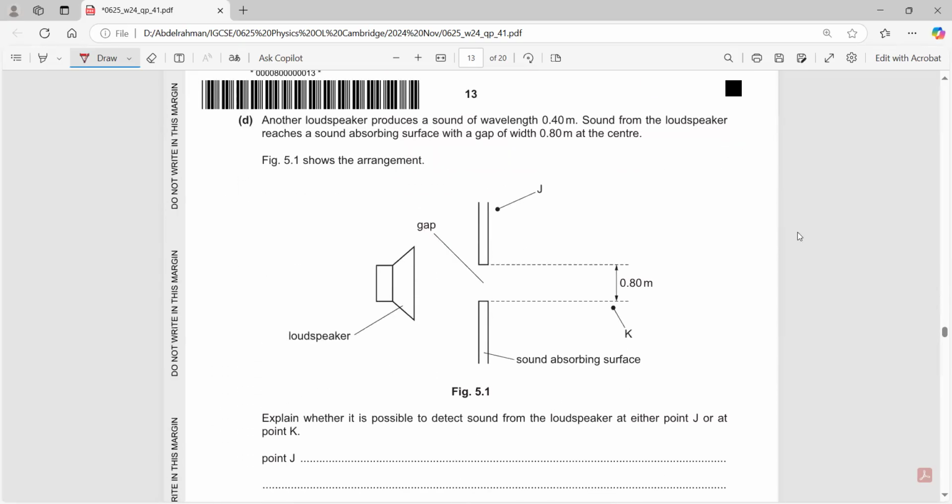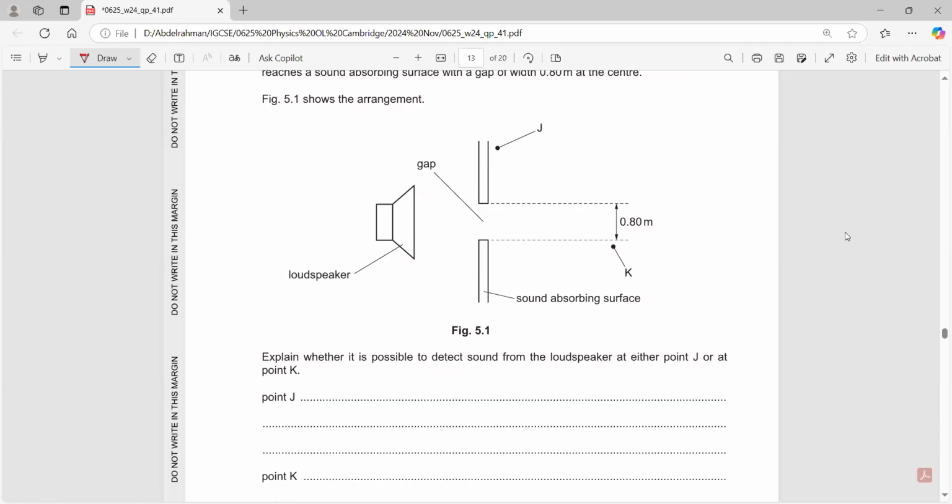Another loudspeaker produces a sound of wavelength 0.4 meters. Sound from the loudspeaker reaches the sound absorbing surface with a gap of 0.8 meters at the center. Explain whether it is possible to detect sound from the loudspeaker at either point J or at point K. Can the sound be heard at J or at K or not?